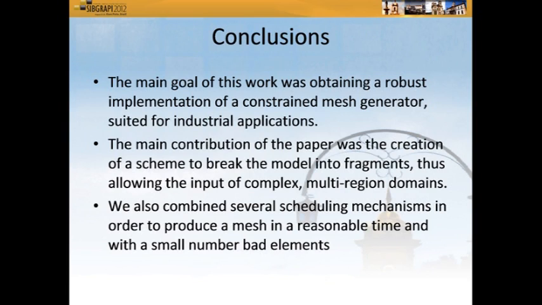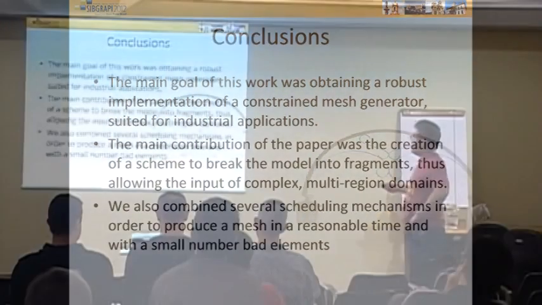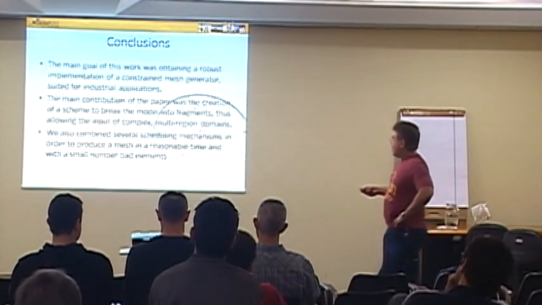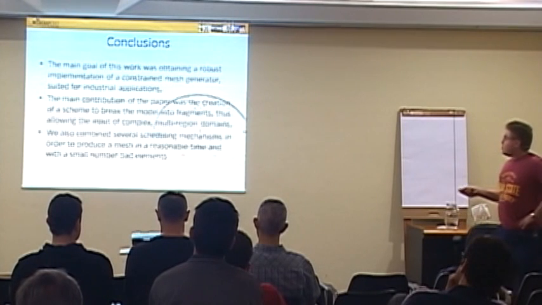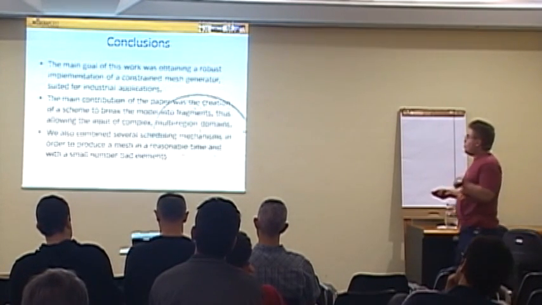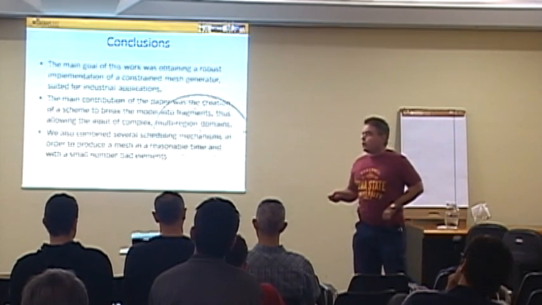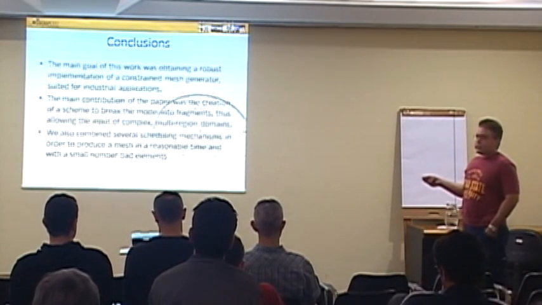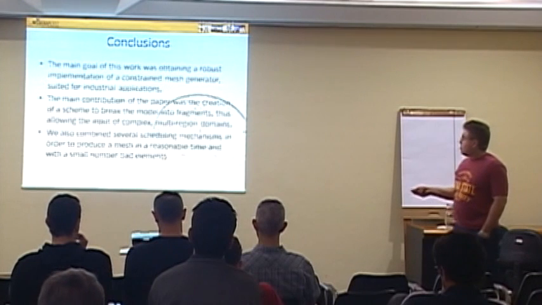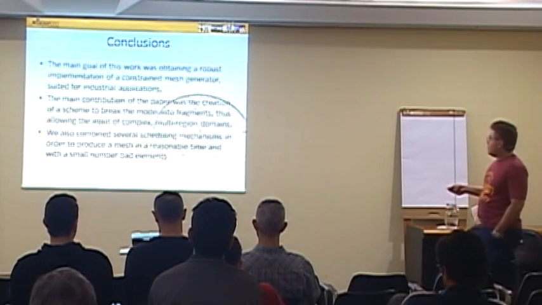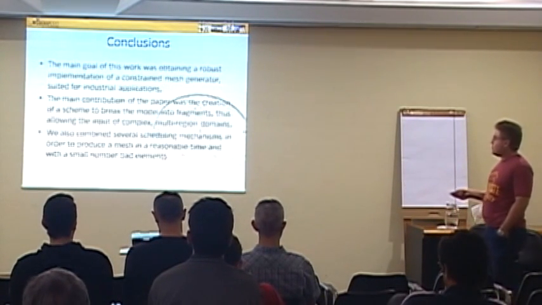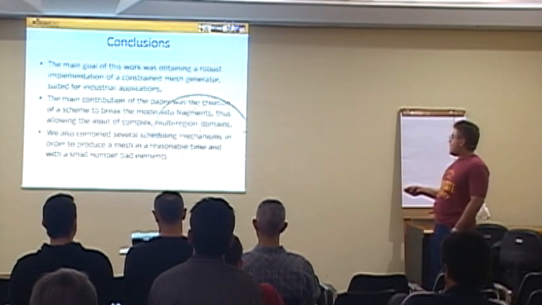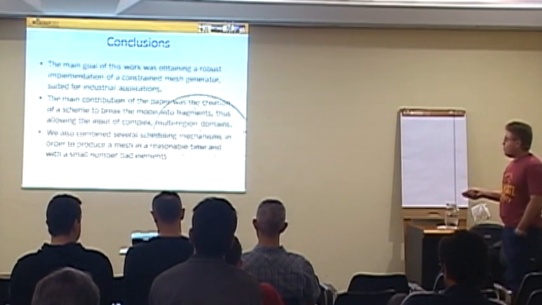Well, the main goal of this work was first to obtain a robust implementation of a constrained mesh generator. And the main contribution of the paper was the creation of this scheme of breaking the model into fragments so we can put the polygonal surface directly into CGAL. We also combined several scheduling mechanisms in order to produce a mesh in a reasonable time with a smaller number of bad elements.